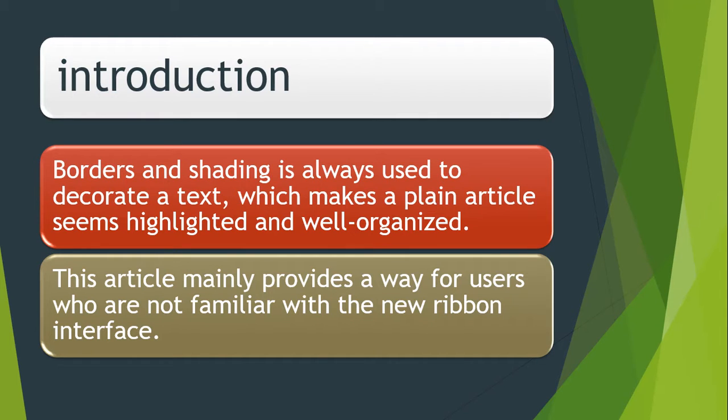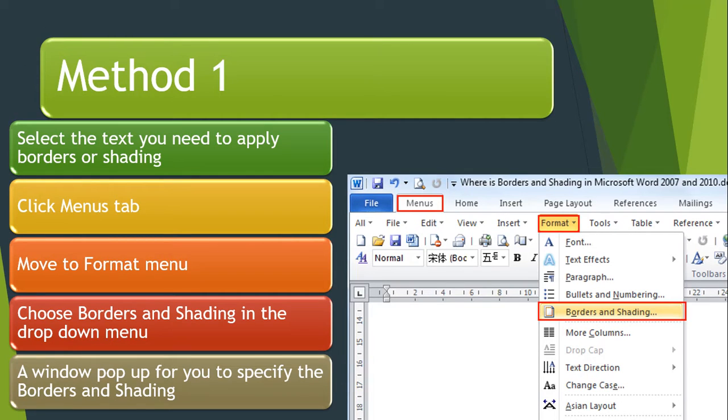Introduction. Borders and shading is always used to decorate a text, which makes a plain article seem highlighted and well organized. This article mainly provides a way for users who are not familiar with the new ribbon interface. For changing the borders, we use method 1, that is, select the text you need to apply a border or shading, click the menu tab, move to the format menu, and choose borders and shading in the drop down menu. A window will pop up for you to specify the border shading.